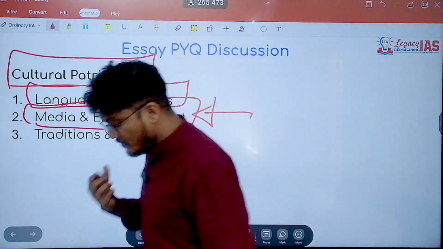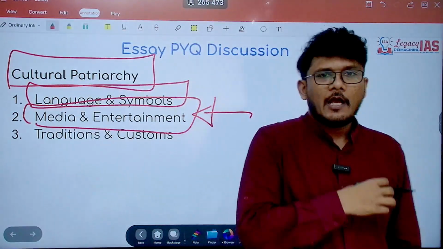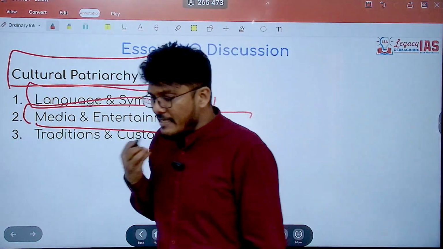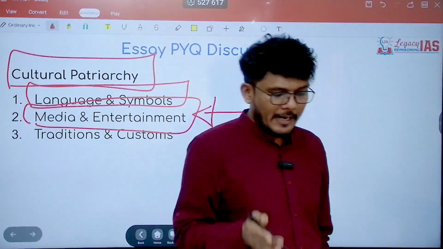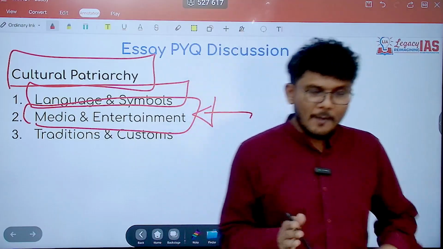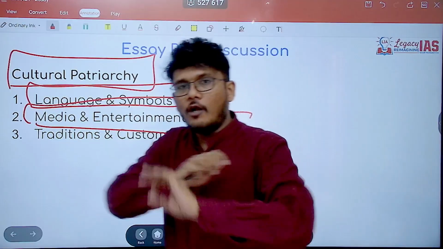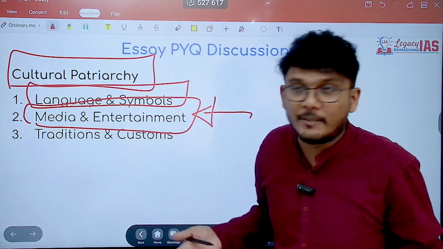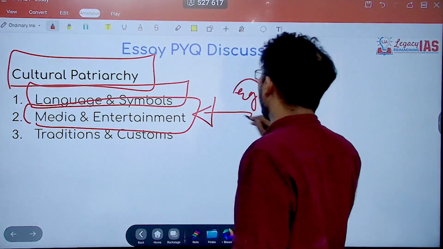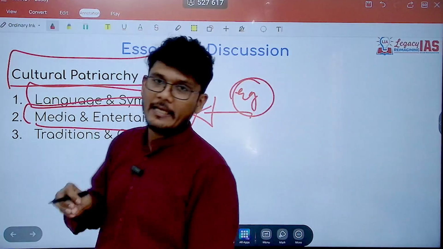wherein the representation of females in the media. So if you look at it, you know, maybe now the things are changing, the people are coming up with different types of ads, but just 5 years back, if you take any advertisement previously, you will realize in all the washing powder ads you will find the females washing the clothes and it's not the males. So these are the kinds of examples you have to take which talk about the inbuilt patriarchy in the system.